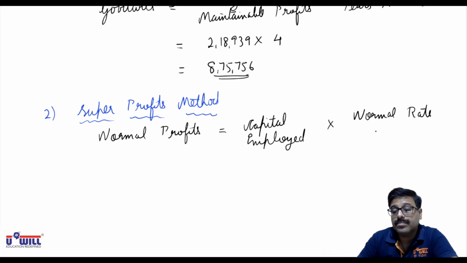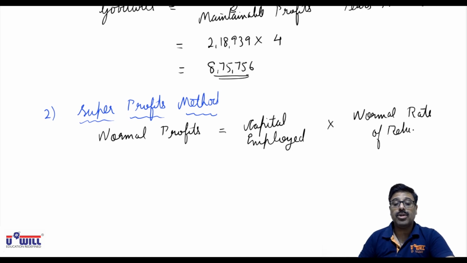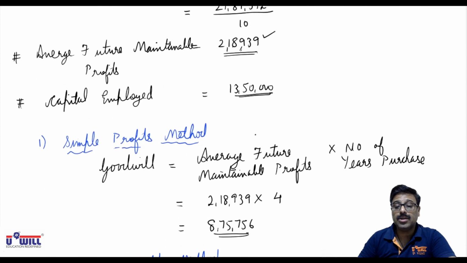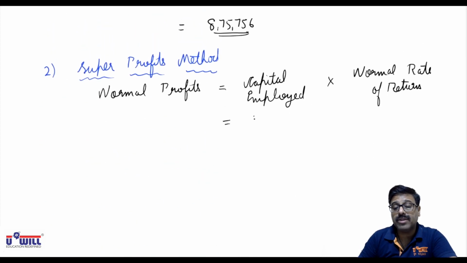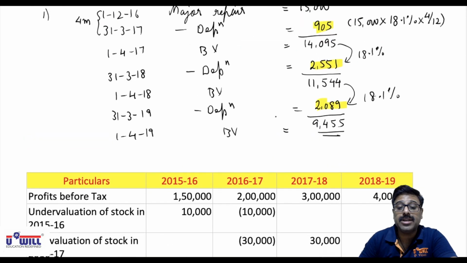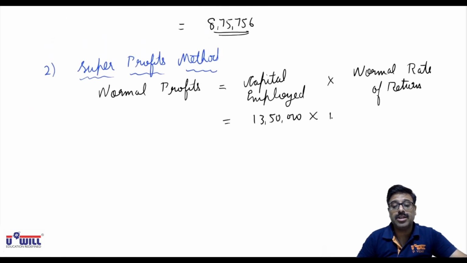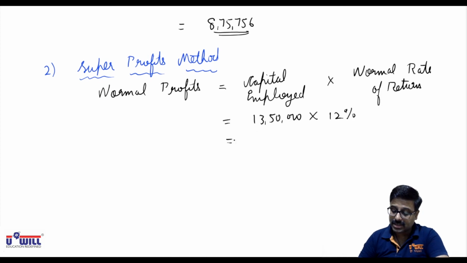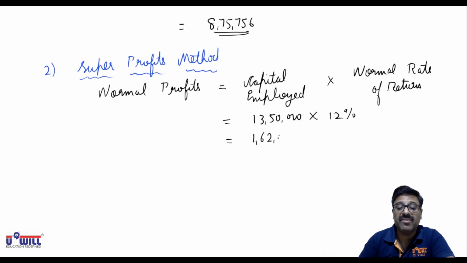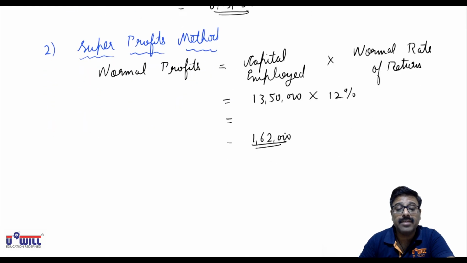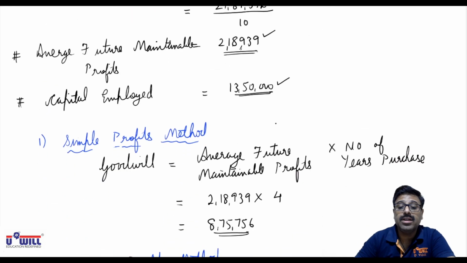What is the capital employed already given in the question? 13,50,000. Closing capital employed is what we have to use, mentioned in the last adjustment. And normal rate of return is given as 12% in adjustment 2. So 13,50,000 into 12% is 1,62,000. Normal profits are 1,62,000 and our average future maintainable profits are 218,939.